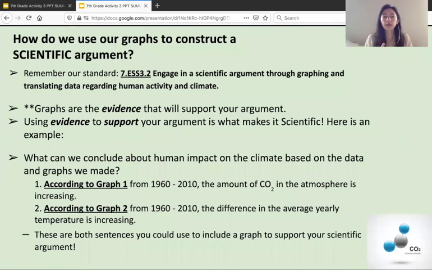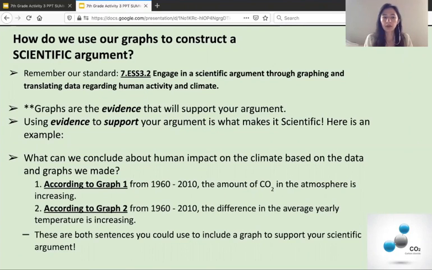So how do we use our graphs to construct a scientific argument? Remember our standard. It is engage in a scientific argument through graphing and translating data regarding human activity and the climate. So graphs are the evidence that will support our scientific argument. That is what will make our argument scientific. We need evidence, and our evidence is that data and graphing we just made.